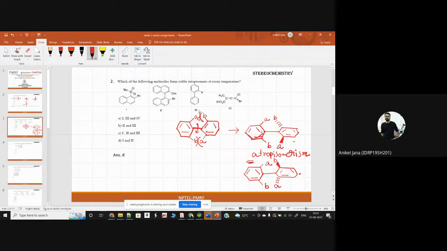So tell me which compound will show atropisomerism at room temperature. Let's start with 4. Will it show atropisomerism? No, exactly, as it is a fixed one, right? There is no possible rotation. It is already fixed in its position. And in case of 3, no, because only one substituent is there near F, so it can rotate around the single bond. So only 1 and 2 are left, and they will show atropisomerism.